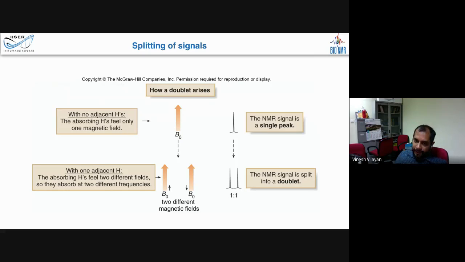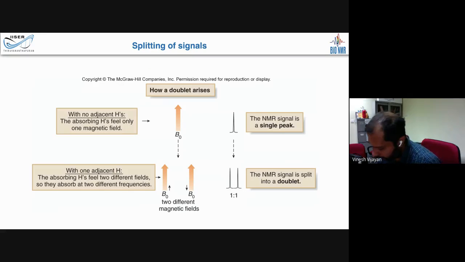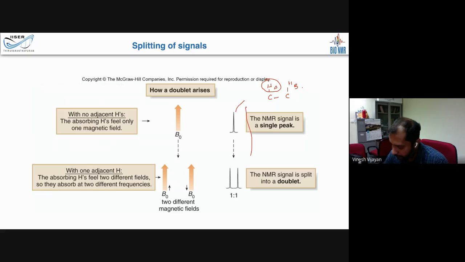Now, normally this coupling is through bond. How does that work? Let's say you have CH-A-B. Now we are looking at the hydrogen atom, and that is why it is splitting like this. This hydrogen atom HA is being coupled with this HB.